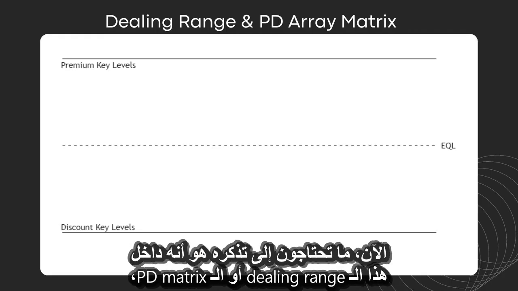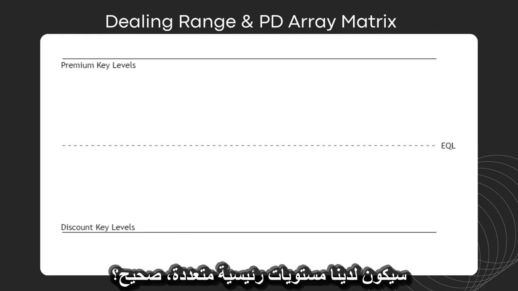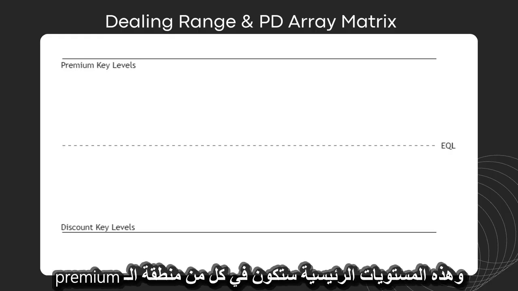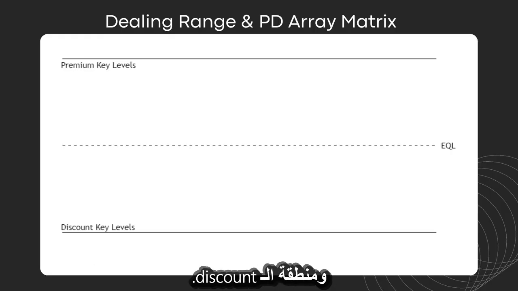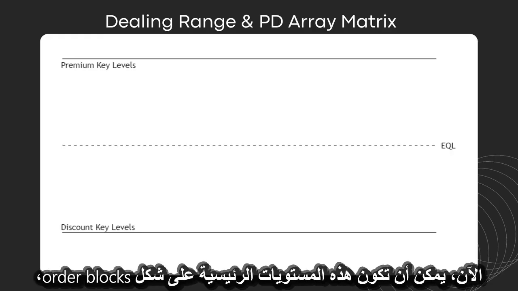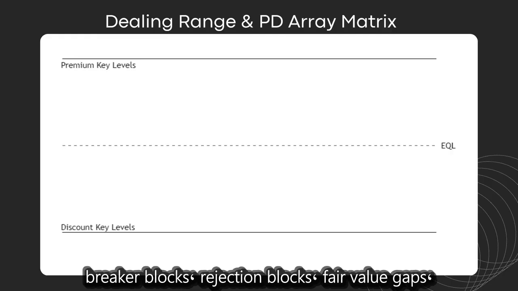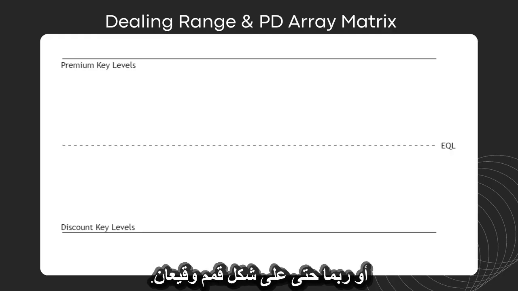What you need to remember is that inside this dealing range, or this PDRA matrix, we will have multiple key levels, and these key levels will be in both the premium region and the discount region. These key levels could be in the form of order blocks, breaker blocks, rejection blocks, fair value gaps, or maybe even in the form of highs and lows.